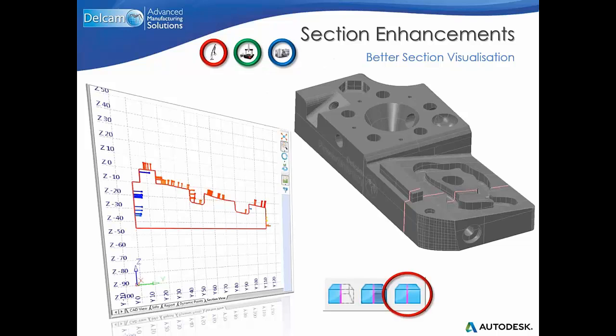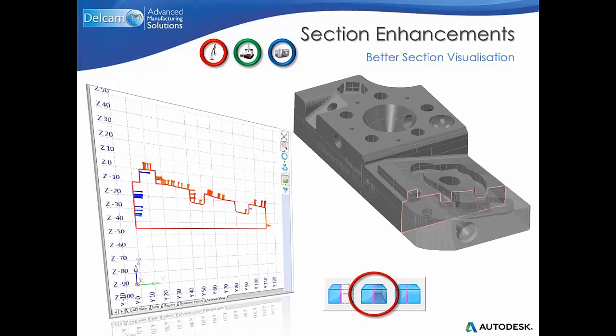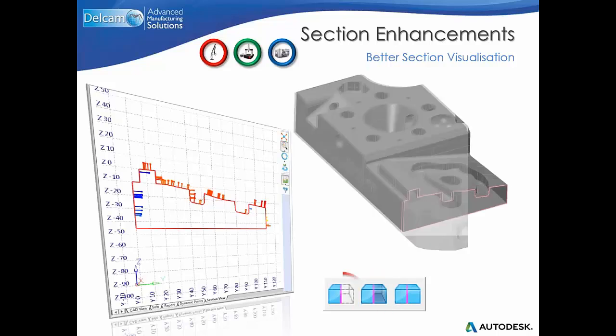Section enhancements. In PowerINSPECT 2016, there are a number of enhancements to the section group item. You can now select different shading modes so that the nearest side of the selected CAD model can be shown as solid color, semi-transparent, or just hidden, giving the user the ability to better visualize the section itself.